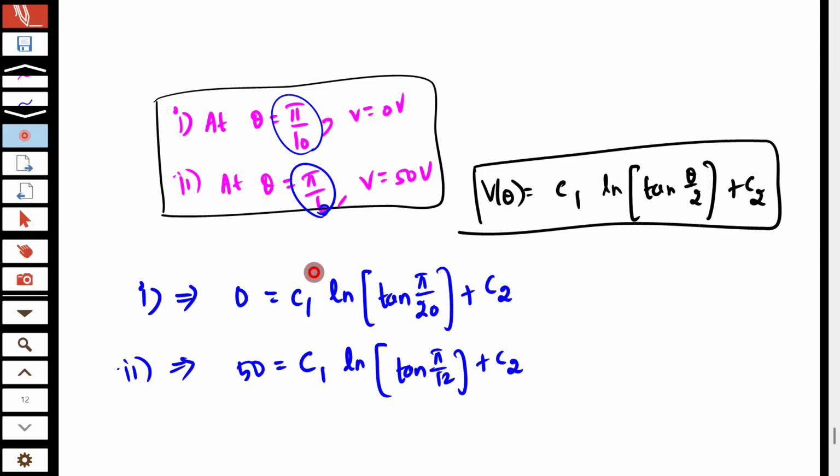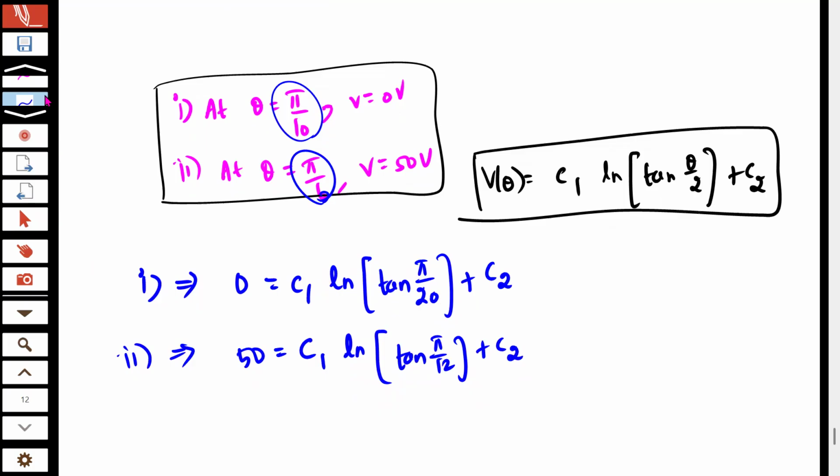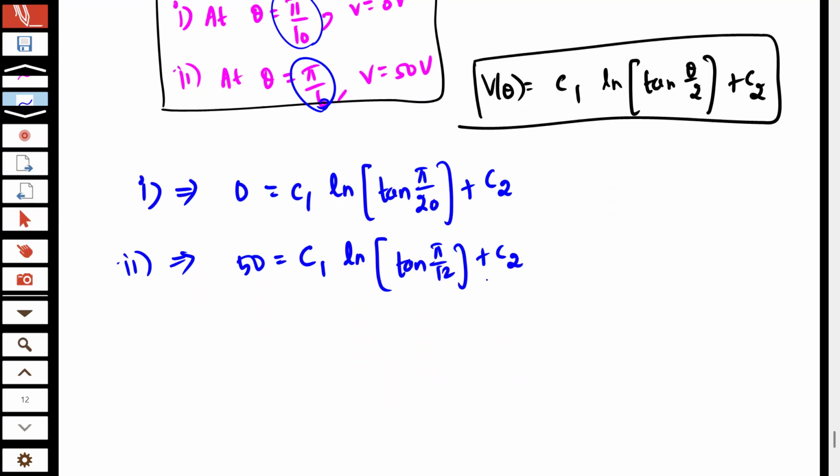Now what you can do, you can take out a calculator and find these values. These are the radian values. Use your calculator in radian mode and find tan pi by 20 and the natural logarithm of that, and the natural logarithm of tan pi by 12. All these should be taken in radian mode. And when you solve for these two equations, you will be getting the constants C1 and C2.